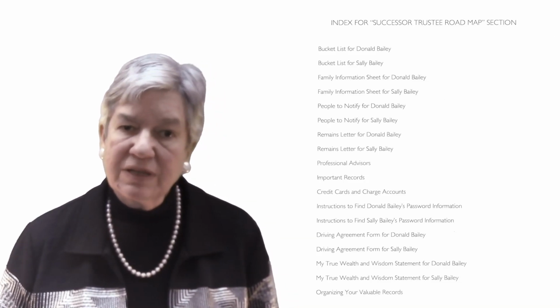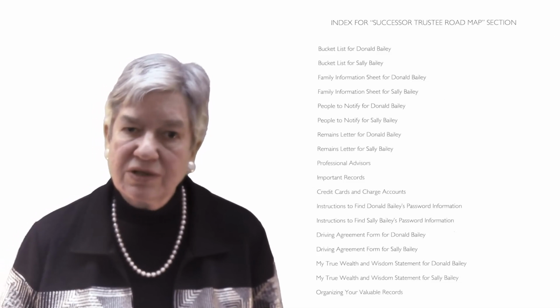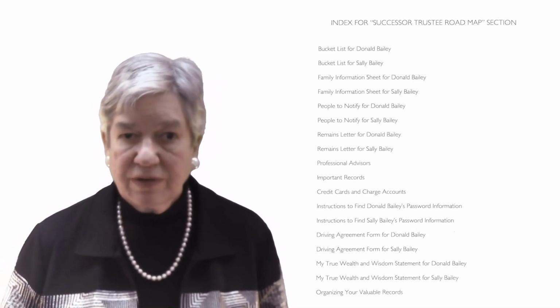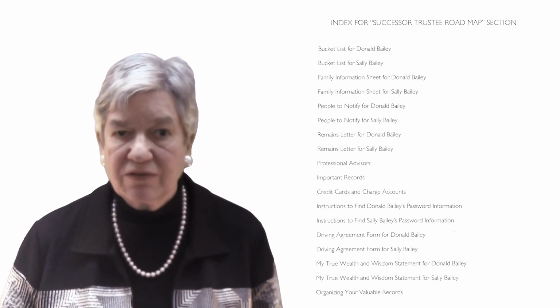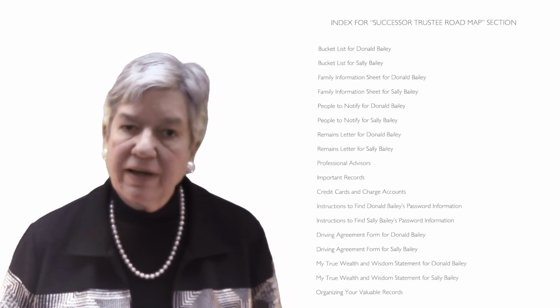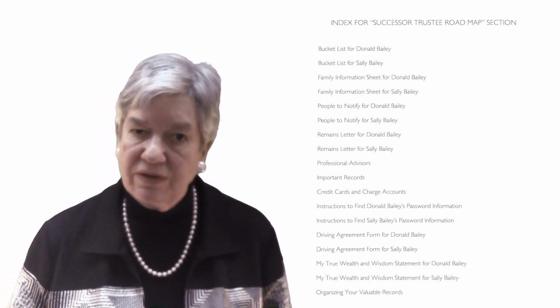We have a family information sheet. This is information that your family may look to provide for your obituary, if you don't choose to prepare it ahead of time. We also have people to notify if you become seriously ill or when you die.